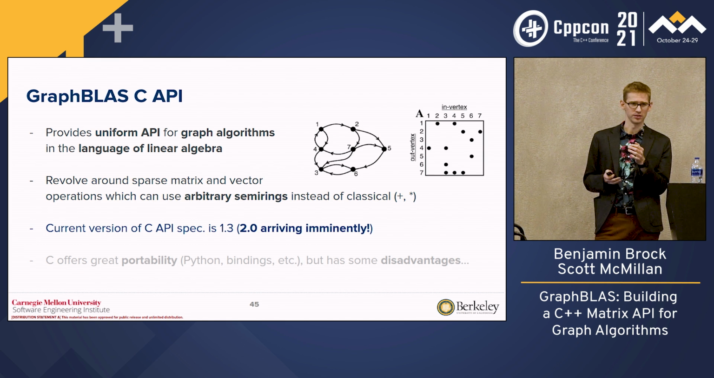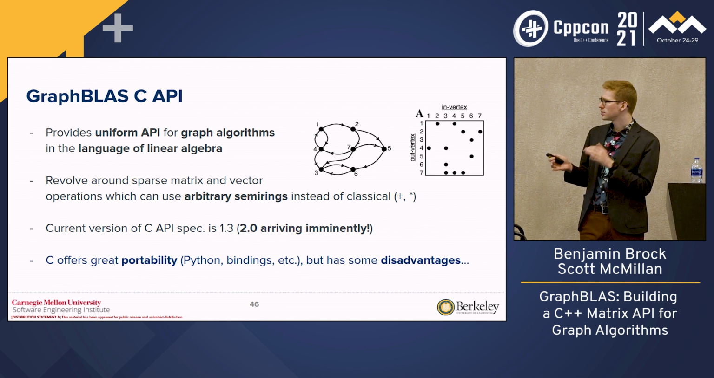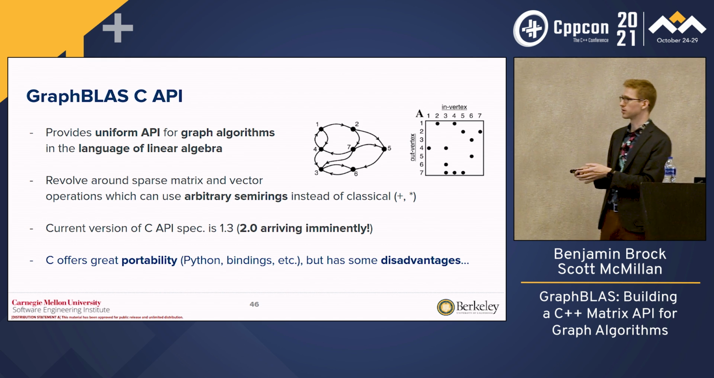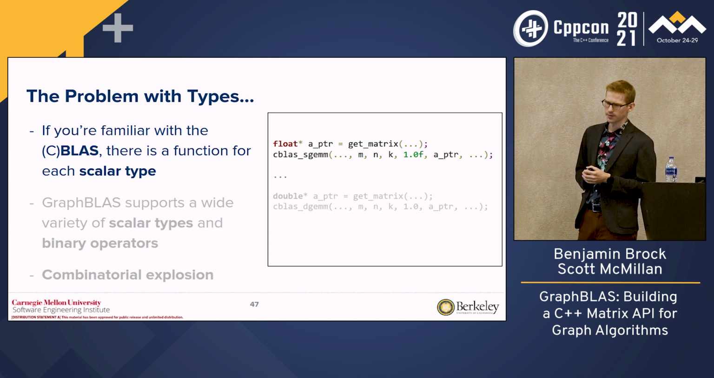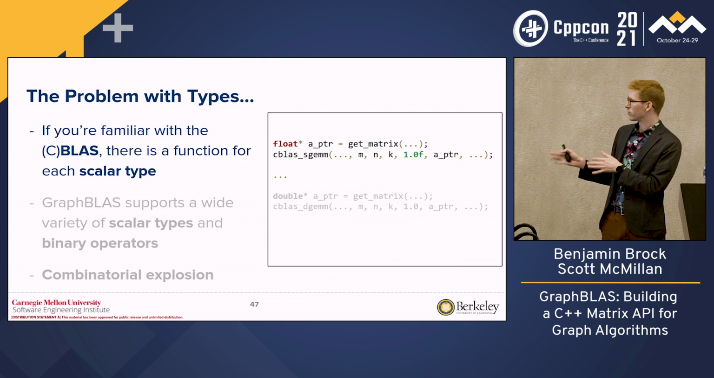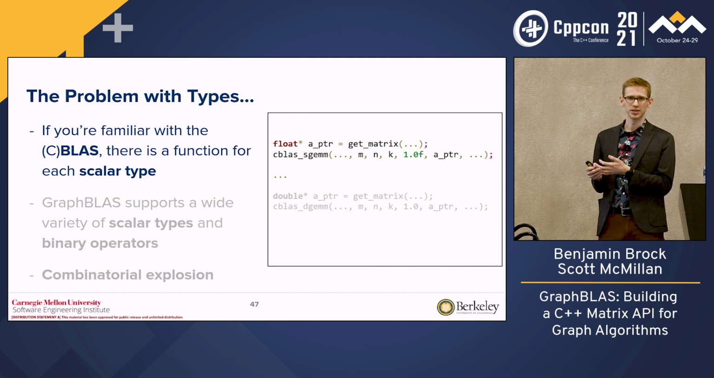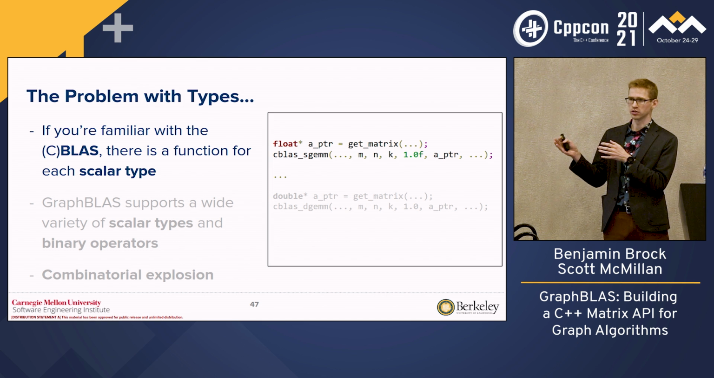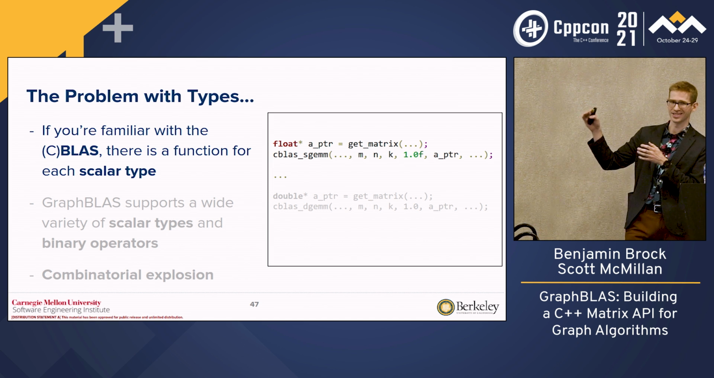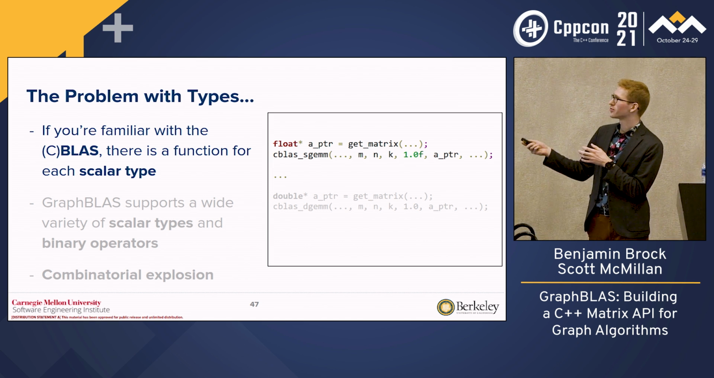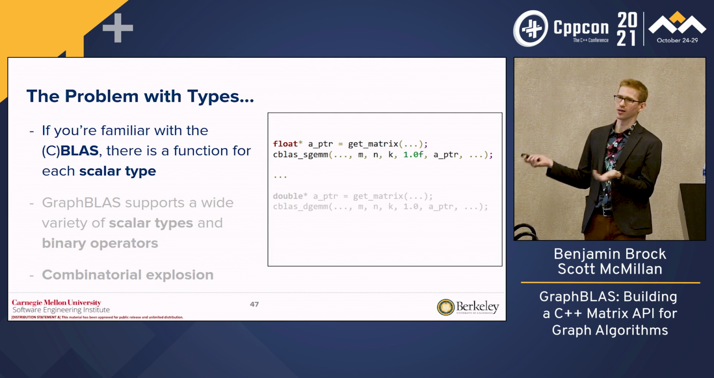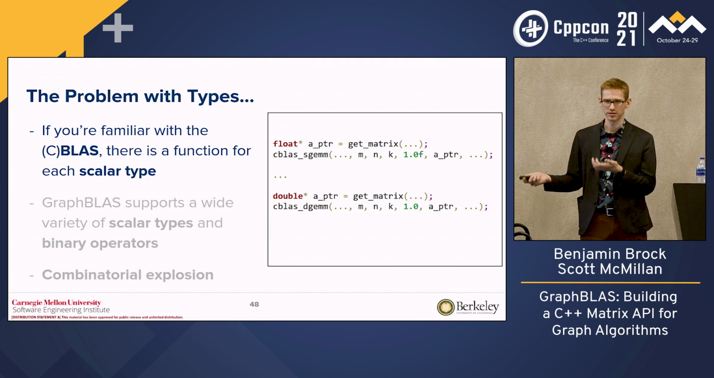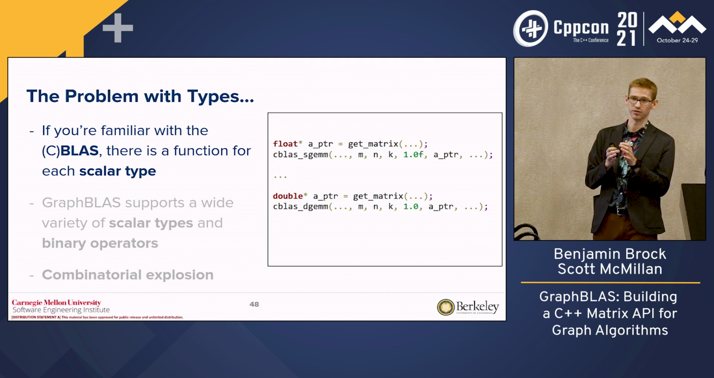Now, the C API has existed for some time. And while the C API has a lot of advantages, for example, great portability, it's very easy to make bindings for another language, it has some quality of life issues. The first one of which has to do with types. If you're familiar with the dense BLAS, you'll know that for each primitive, for each function, for example, gemm, which is general dense matrix multiply, there will be a different version of the function defined for each type. So here we have sgemm, and then we also have a dgemm for double precision floating point values.